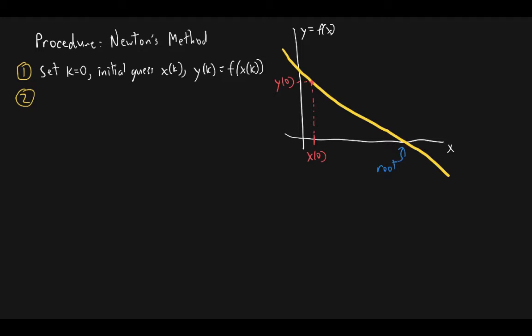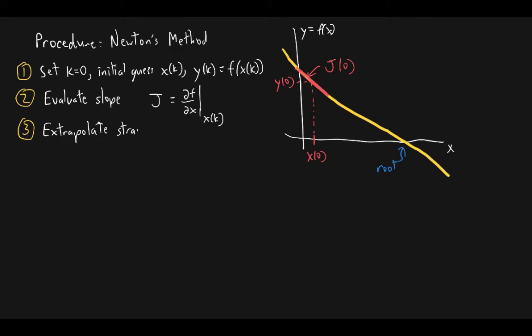The second step is to evaluate the slope of the curve, df dx, at that candidate root location x of k, which as a shorthand we'll call j for Jacobian, which is just a shorthand term for partial derivative. And it's shown here with a little tangent line. The third step is to extrapolate a straight line from that tangent all the way down to y equals 0, the horizontal axis. This is going to yield the next candidate location for the root, x of k plus 1.